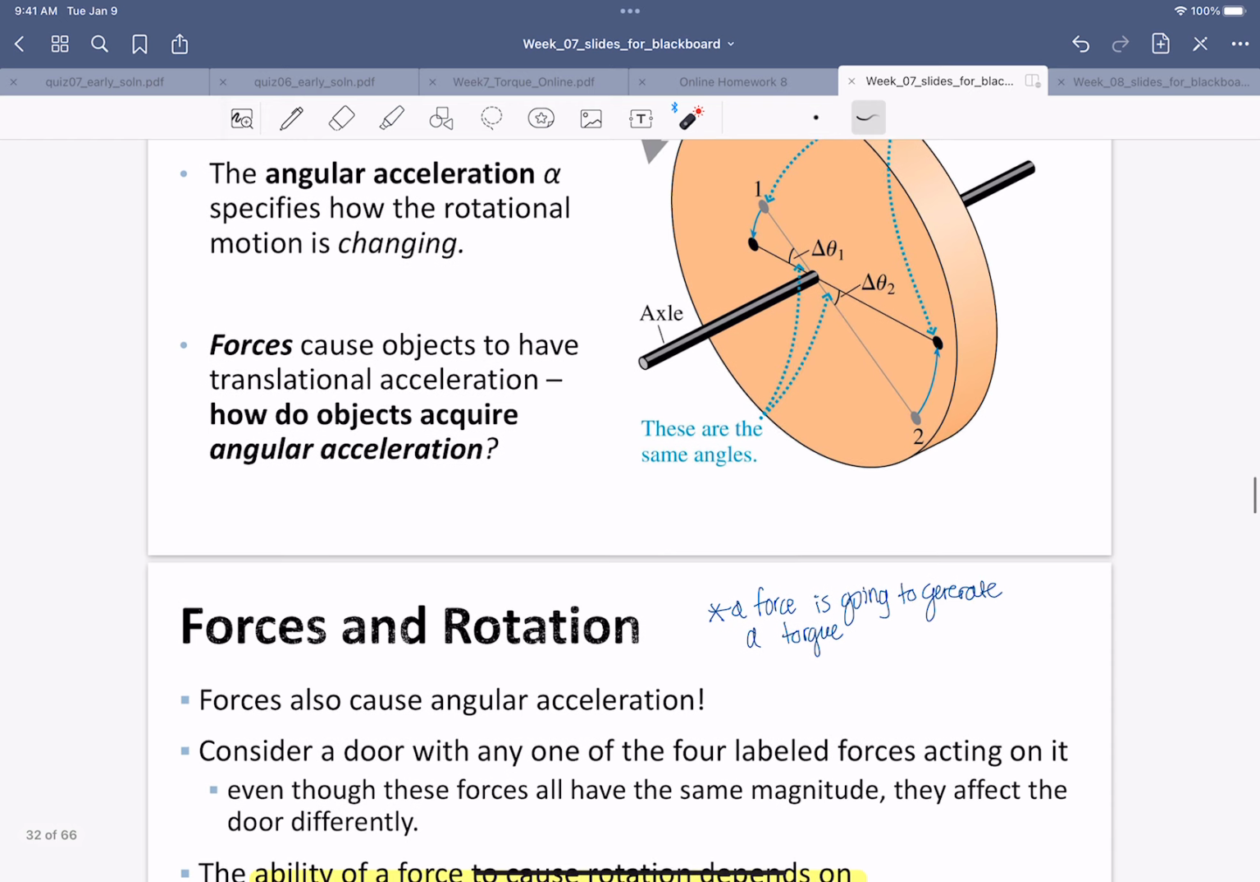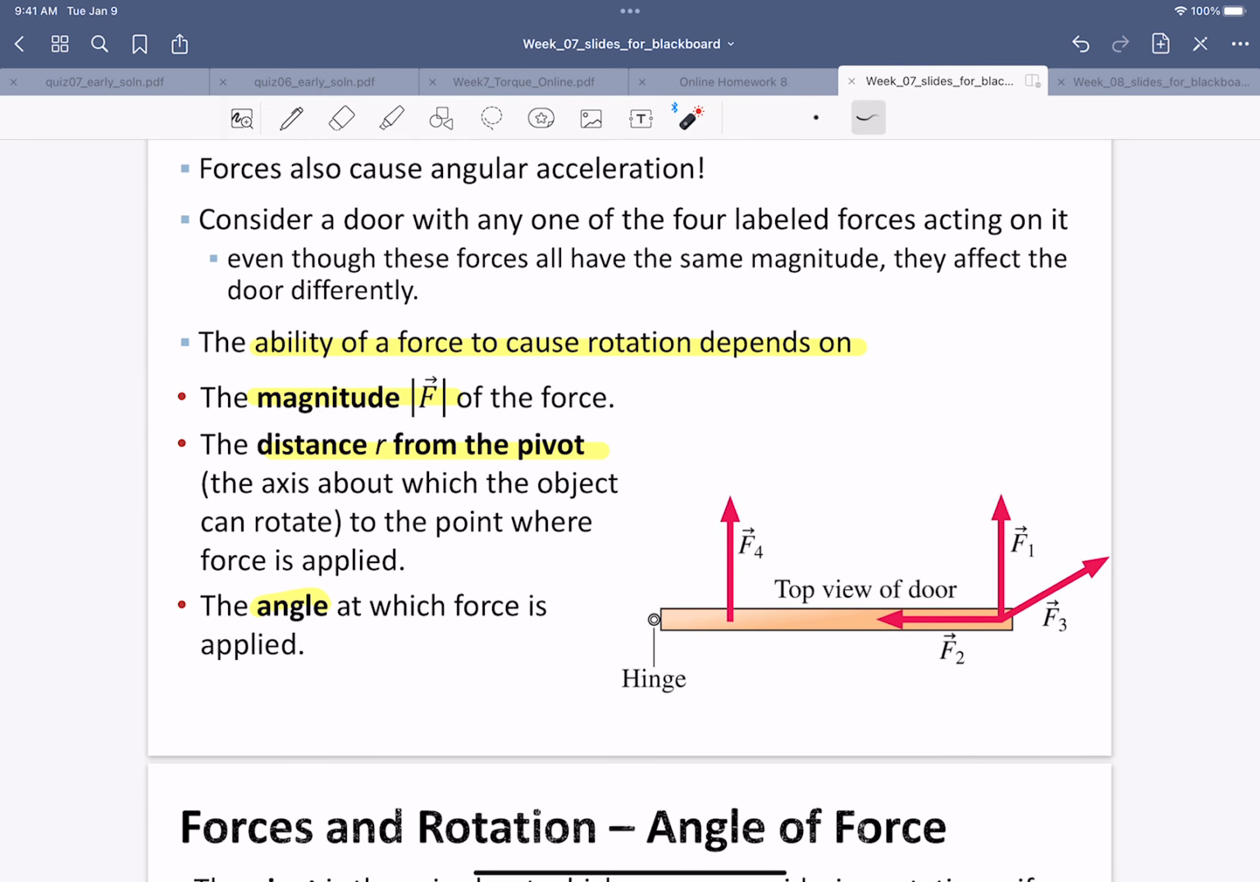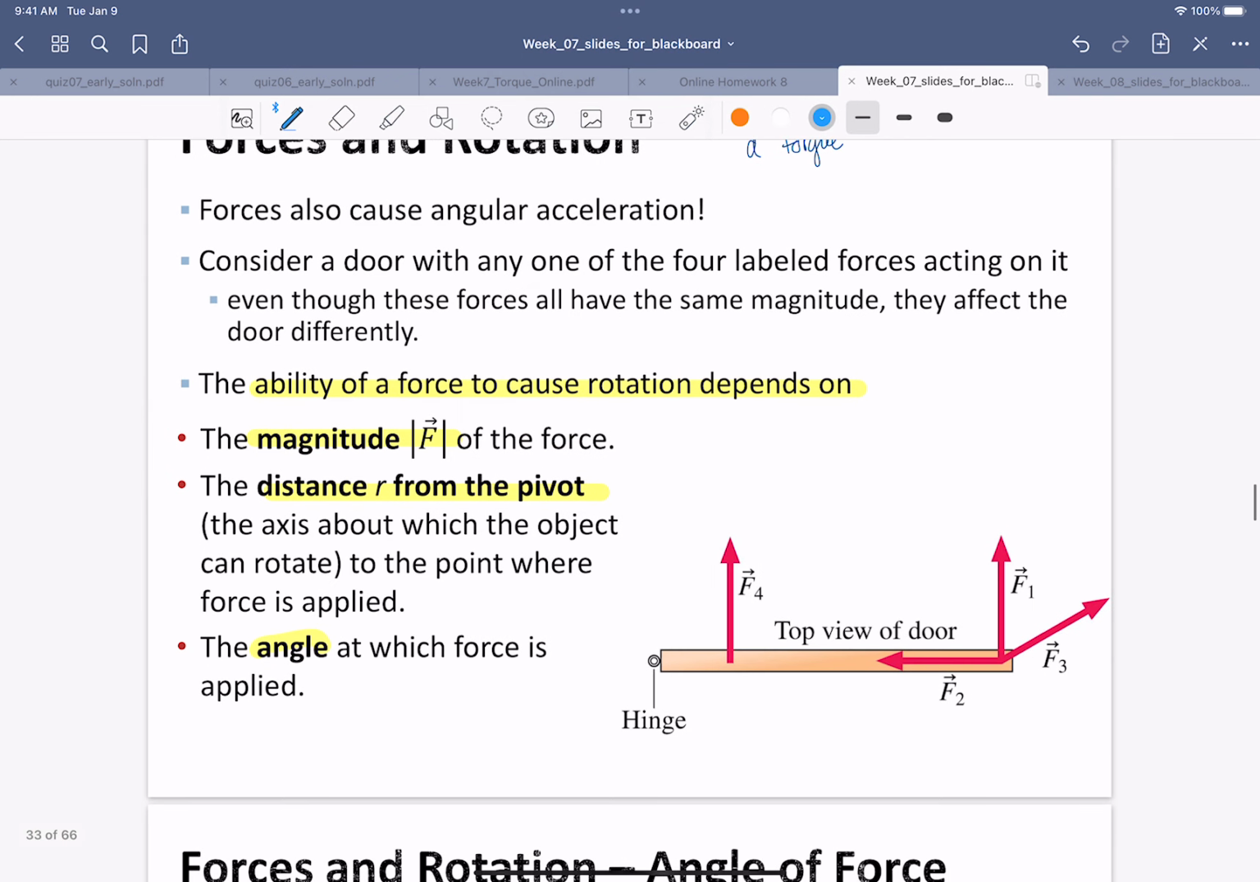Okay, now we're coming to torque, right? So torque is where things get interesting. Just think of torque as a force's ability to cause rotation in an object. Torque is just a force's ability to cause a rotation in an object, right?